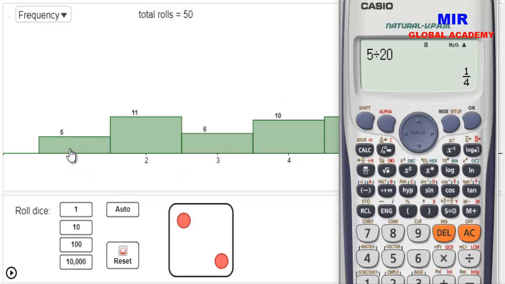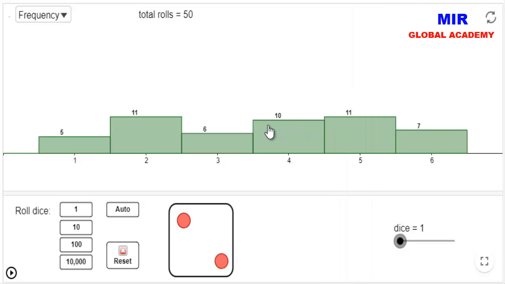The probability of 1, which appeared 5 times out of 50, is equal to 1 over 10, that is 0.1, and it is less than 0.16. Probability of 2, it appeared 11 times out of 50, it is 0.22, it is greater than 0.167. From these observations, you have observed that some of the outcomes have probability greater than 1 over 6 and some have less than 1 over 6.